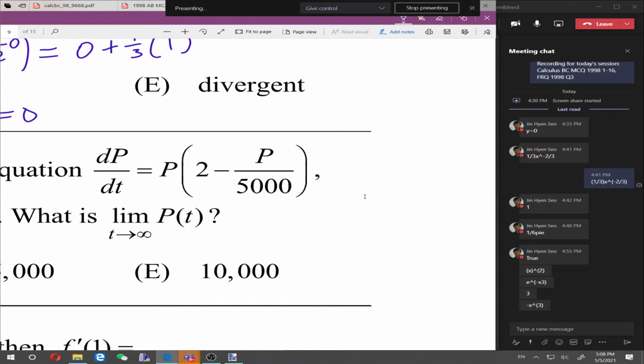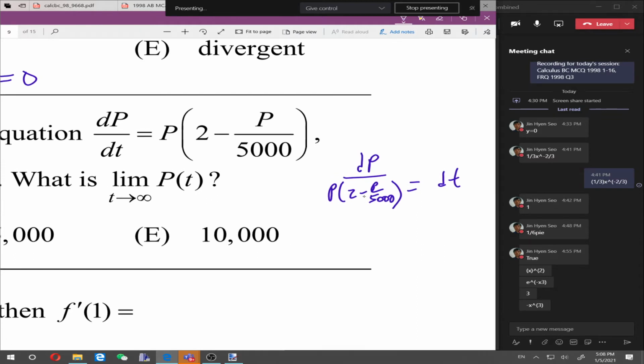I think Jin's trying to type out for me. Oh, thought he was. So there's dp over, this would be p times 2 minus p over 5,000 is equal to dt. Okay, and that separates our variables, so we've got all our p's on one side and all of our dt's on the other. From this point, we could solve this as a partial fraction decomposition problem, essentially.